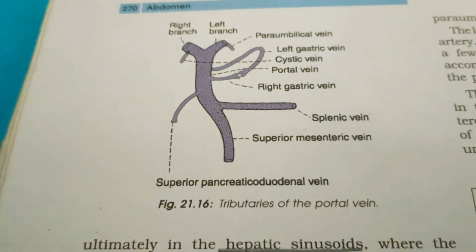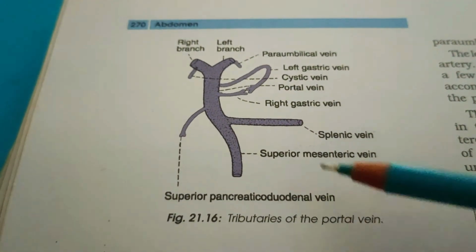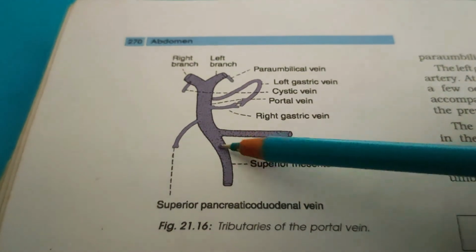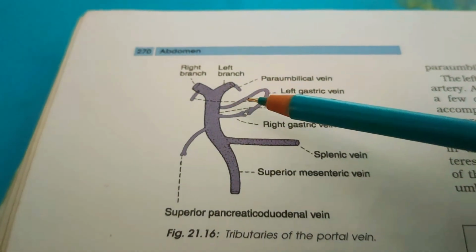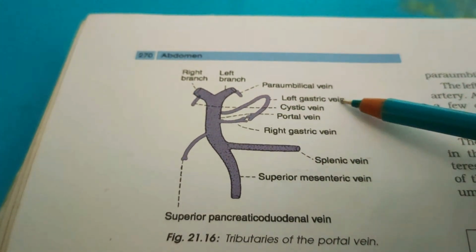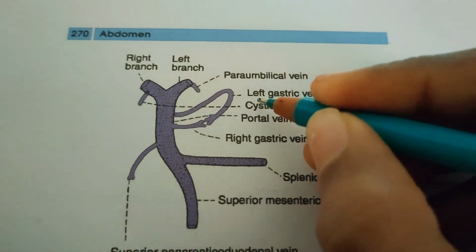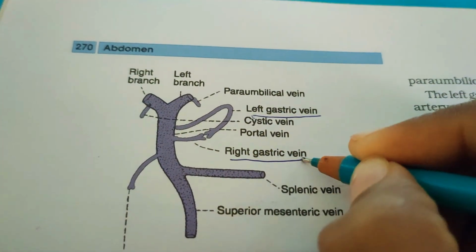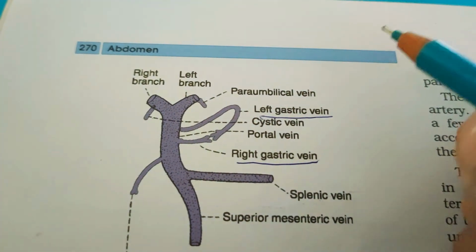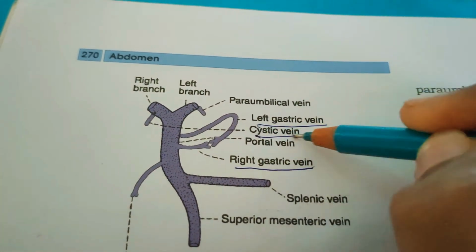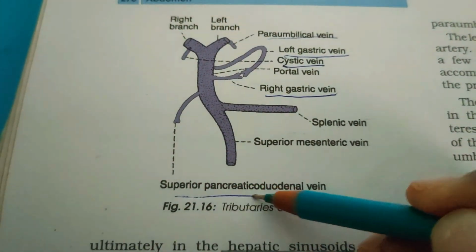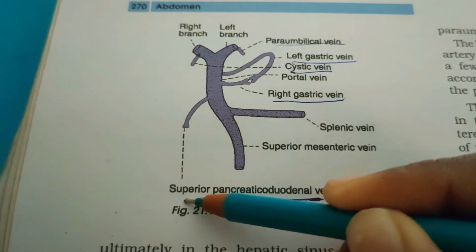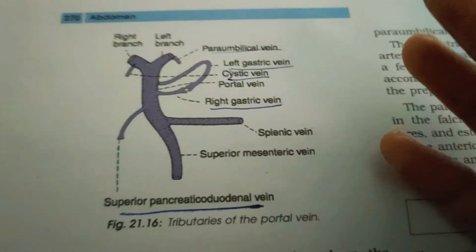Now by means of this diagram, let us understand the different tributaries of portal vein. Here you can see the superior mesenteric vein and the splenic vein together form the portal vein. We know this. First, from the stomach you will get two tributaries: the left gastric vein and the right gastric vein. Next you will get a cystic vein on the right side, already we discussed, and para-umbilical vein on the left branch. And next comes the superior pancreatico-duodenal vein. Of course, we know the splenic and superior mesenteric veins.